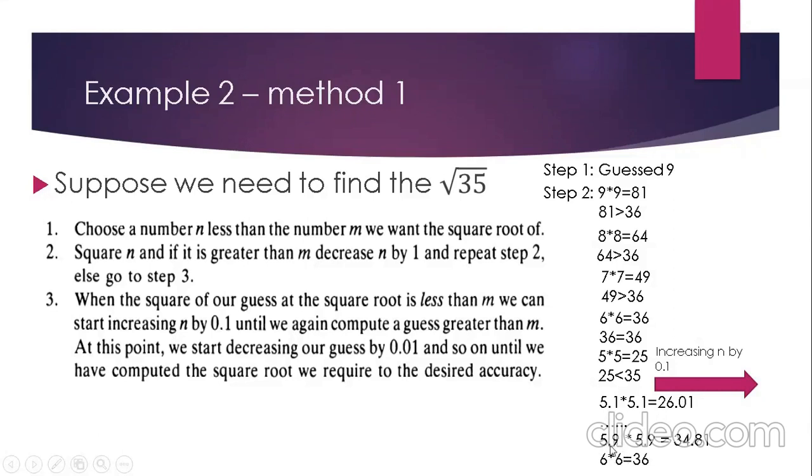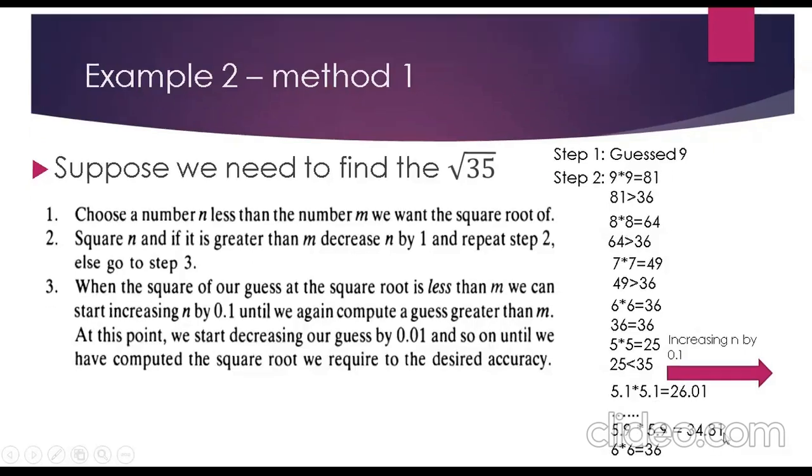We keep on doing this, and finally when we reach 5.9 into 5.9, we get closer to 35, which is 34.81, but it is not giving you 35. So we again increment 5.9 plus 0.1. But when you do that, it goes to 6 and takes you to 36, which is again bigger than 35. By increasing 0.1 each time, we get a clue that here we are getting 34.81.